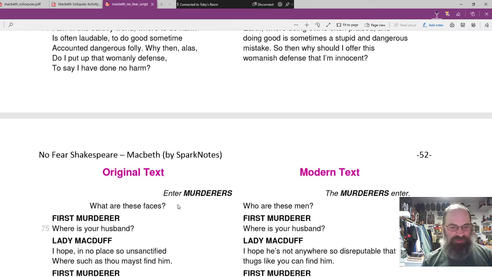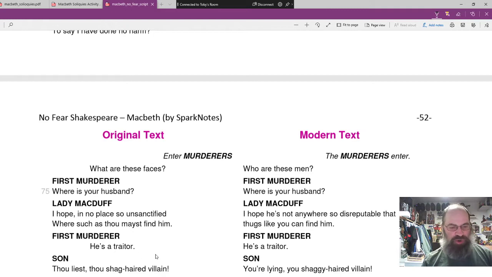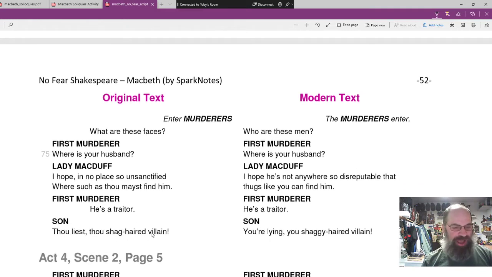Well, here comes the murderers. Where is your husband? I hope in no place so unsanctified, where such as thou mayest find him. He's a traitor. Thou liest, thou shag-haired villain.